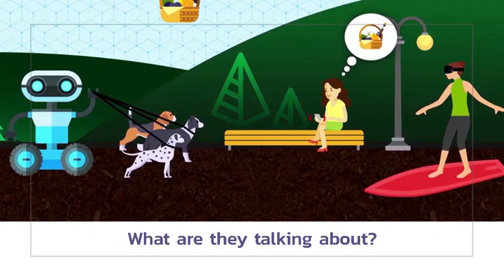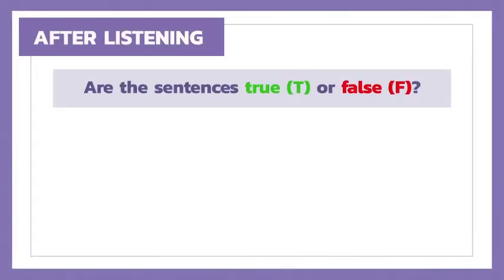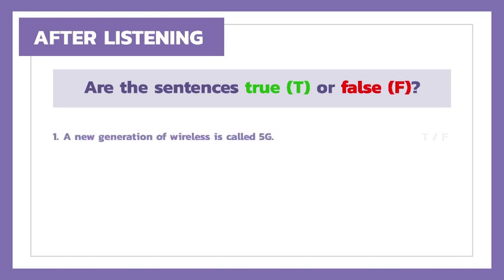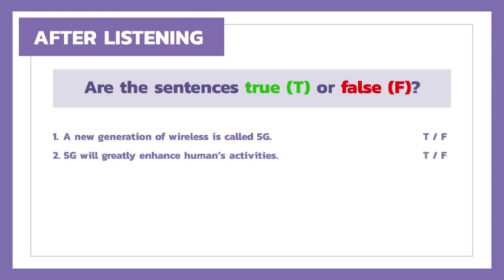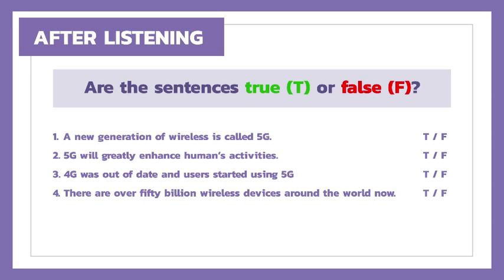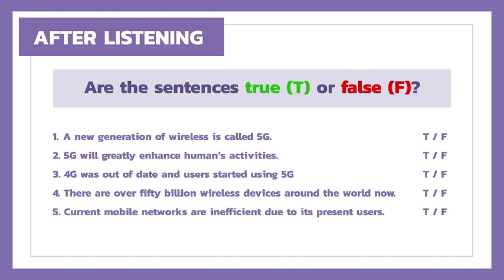There are 10 questions here. The first 5 will be true or false questions. Take a look at it and look the keyword that help you answer the questions. 1. A new generation of wireless is called 5G. 2. 5G will greatly enhance human activities. 3. 4G was out of date and users started using 5G. 4. There are over 50 billion wireless devices around the world now. 5. Current mobile networks are inefficient due to its present users.